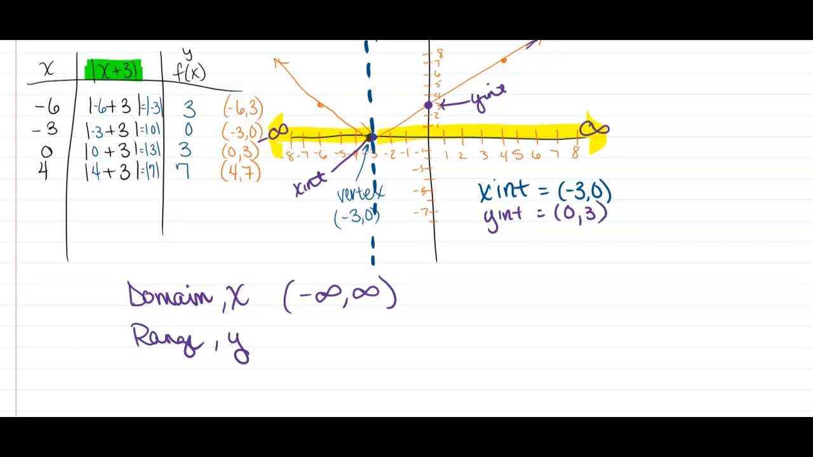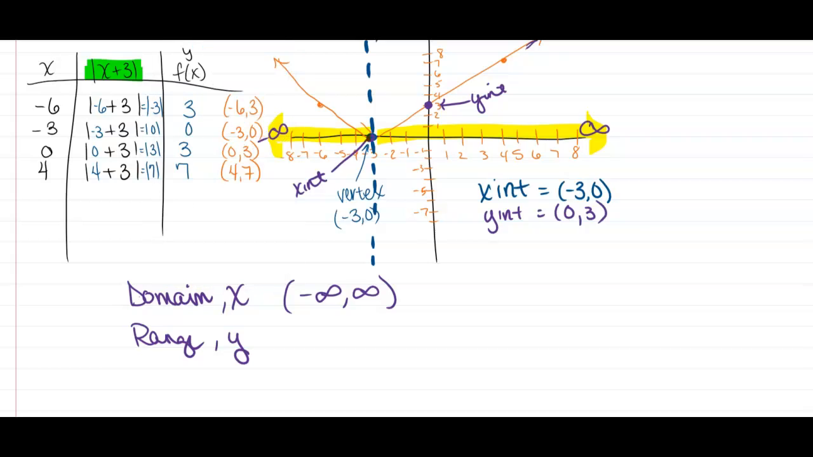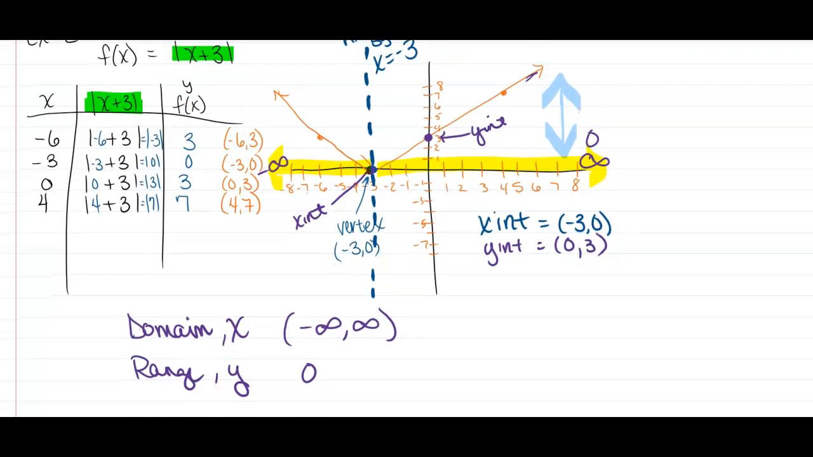So now we're going to look for the range. Sorry, so your range is your y values. So we want to look for the lowest point on the graph, and the lowest point on my graph is 0. And then we want to look for the highest point on my graph, and because there's arrows, we have no highest point, so that's infinity. So we're going to positive infinity. Infinity will always have a parentheses, and because we are including that 0, we have a bracket.